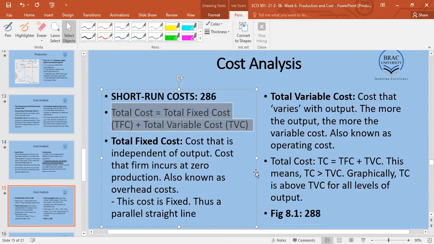Now, isn't total cost always greater than total variable cost? This is the equation: total cost is equal to total fixed cost plus total variable cost. In that case, can we say this? Total cost is greater than total variable cost? Yes, sir. Okay.